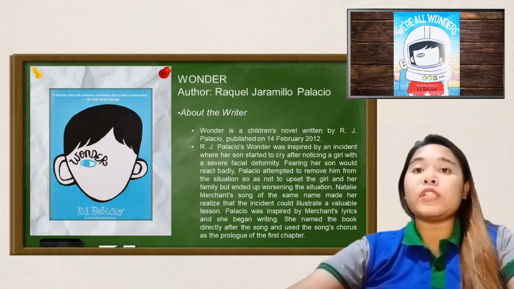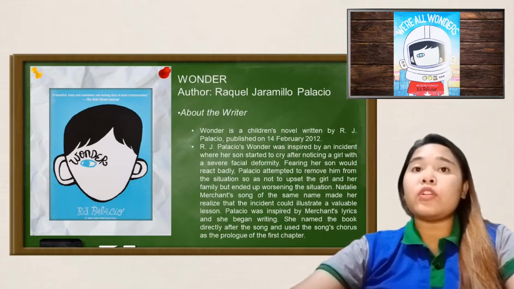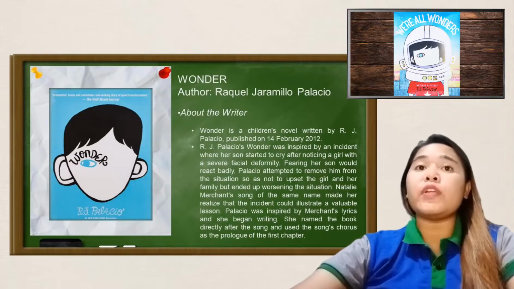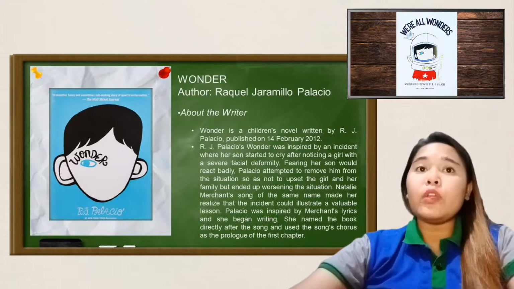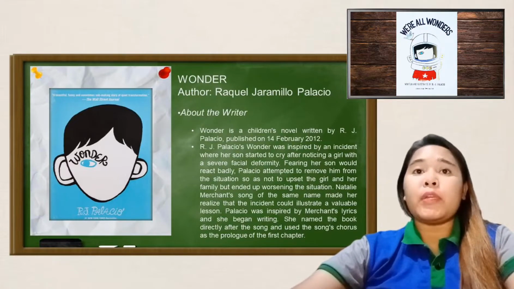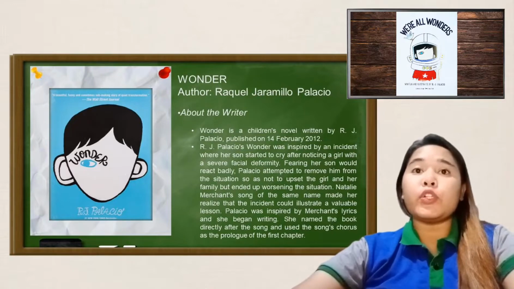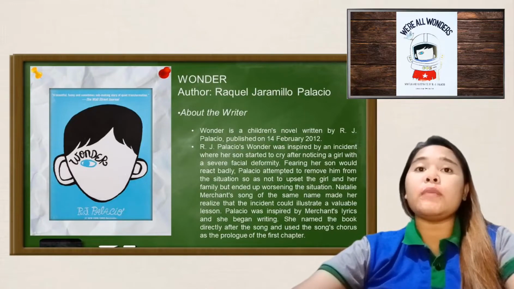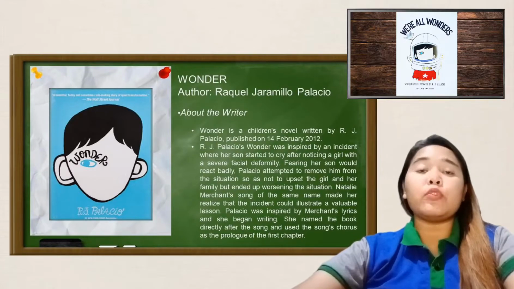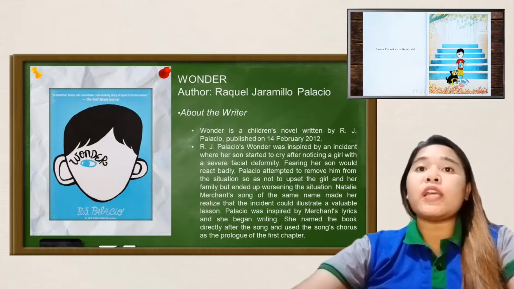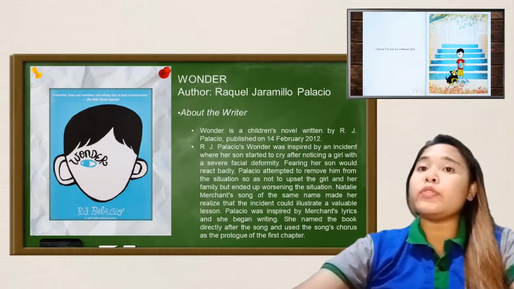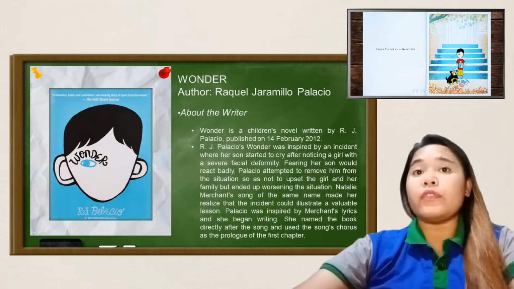R.J. Palacio's Wonder was inspired by the incident where her son started to cry after noticing a girl with a severe facial deformity. Fearing her son would react badly, Palacio attempted to remove him from the situation, not to upset the girl and her family, but ended up worsening the situation. Natalie Merchant's song, Wonder, made her realize that the incident could illustrate a valuable lesson. Palacio was inspired by Merchant's lyrics and she began writing. She named the book directly after the song and used the song chorus as the prologue of the book.